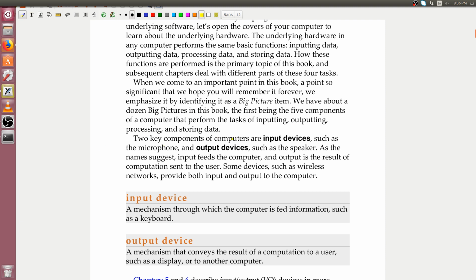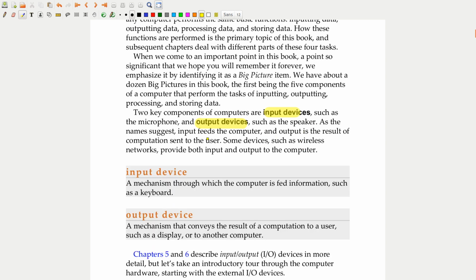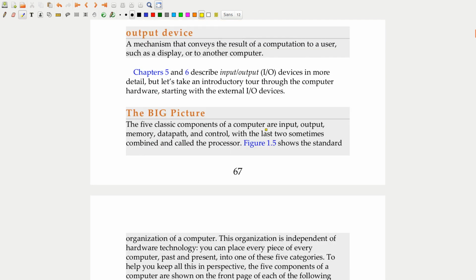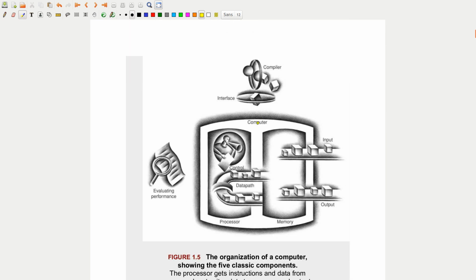2 key components of computers are input devices and output devices. So this is I/O, what we talked about earlier. So that's these first 2, inputting and outputting, such as a speaker and a microphone, like I'm talking into, is an input device. Pretty simple concept. Okay, so chapters 5 and 6 will actually talk about I/O. Here we go. This is our big picture.